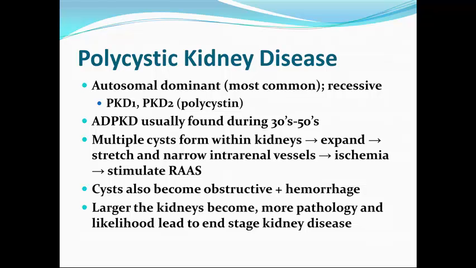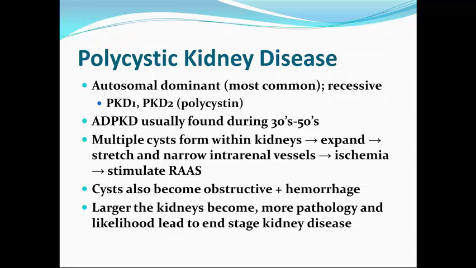As those cysts form and expand, they begin to stretch and narrow the intrarenal vessels. Because of this narrowing and stretching, this leads to ischemia, which then stimulates the renin-angiotensin-aldosterone system. This is what causes the major manifestation of the disorder, which is hypertension.